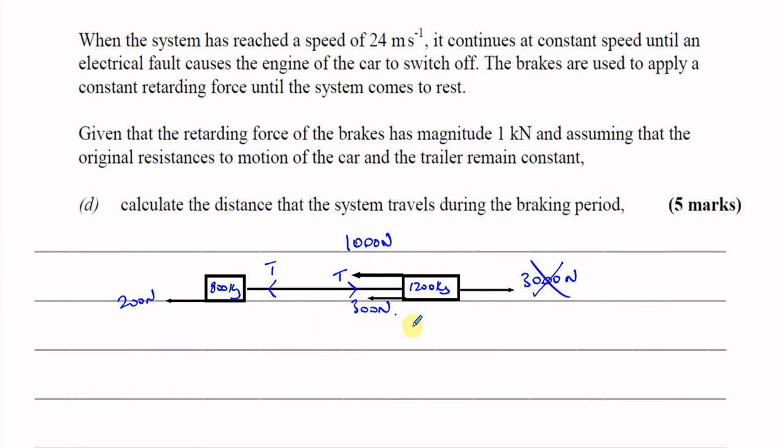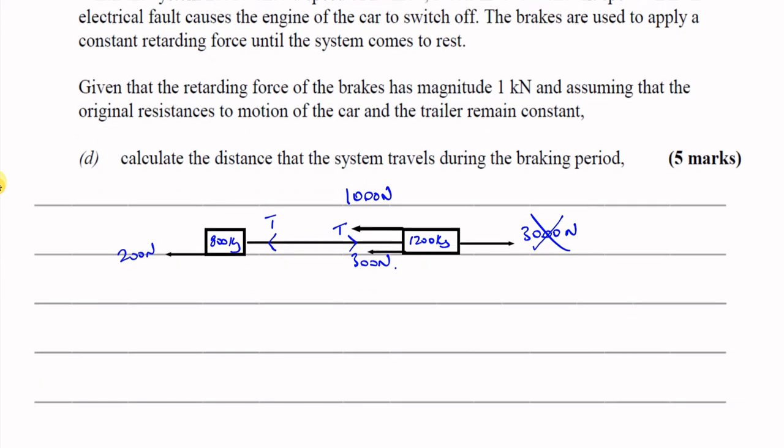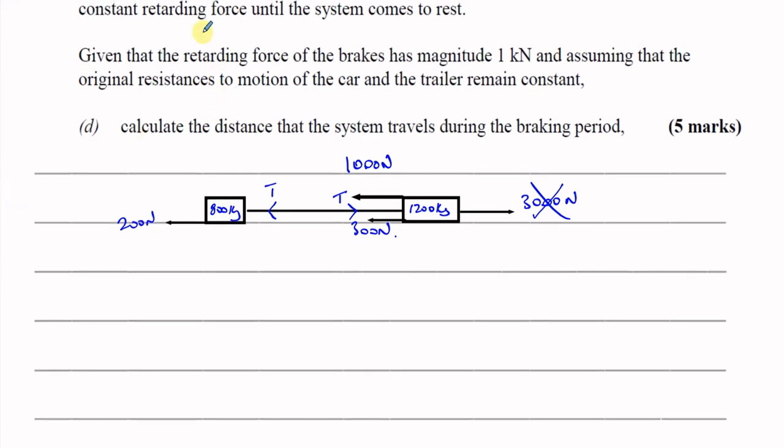Okay, so now I'm going to consider this as one whole system. They say that the braking force and the resistances to motion are constant throughout the whole time. So let me see the forces acting on this as it is braking. I'll take this one whole particle as I did before. Its mass is 2,000 kilograms.